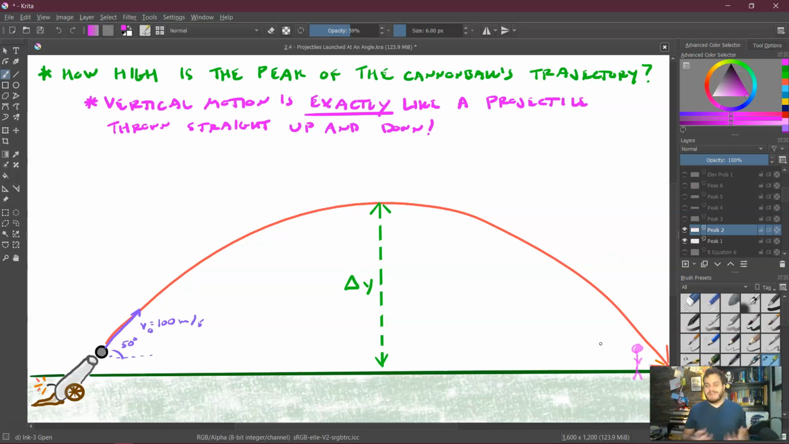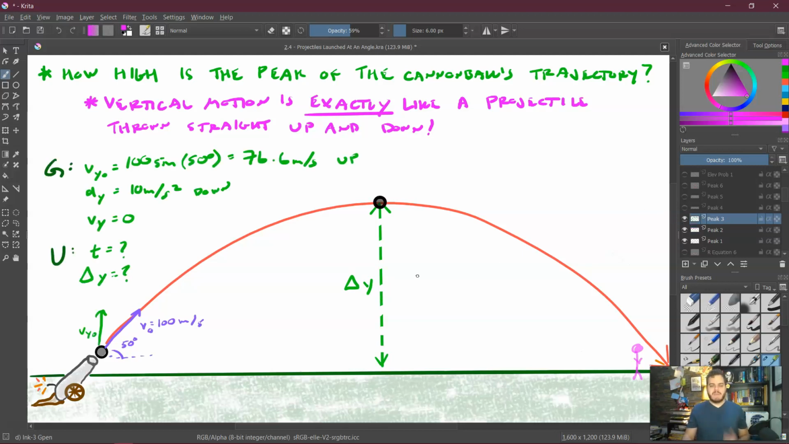So we can solve this just like we solve a straight up and down motion, because this only really involves the vertical part of the trajectory. We don't really care about how far it's gone. That's totally independent of this. We only care how far it goes up and down. So if I look at my givens, I'm just going to look at the vertical ones. I have a vy naught, once again, of 100 sine of 50 degrees, which is 76.6 meters per second up. I have an acceleration downward of 10 meters per second squared. And at the top here, it is going to stop for an instant in the vertical direction. So Vy is 0. And I need a t and I need a delta y.